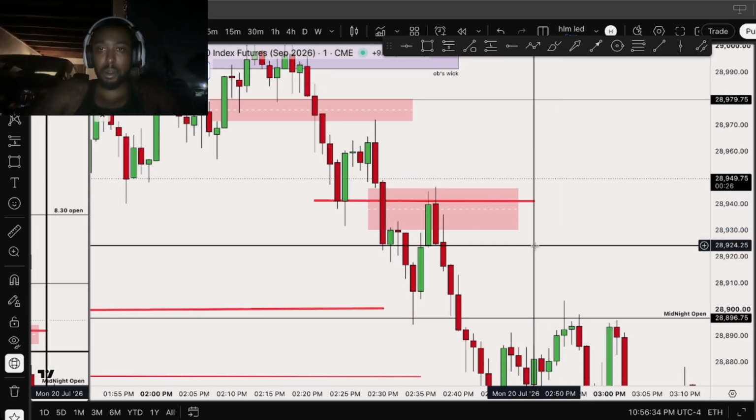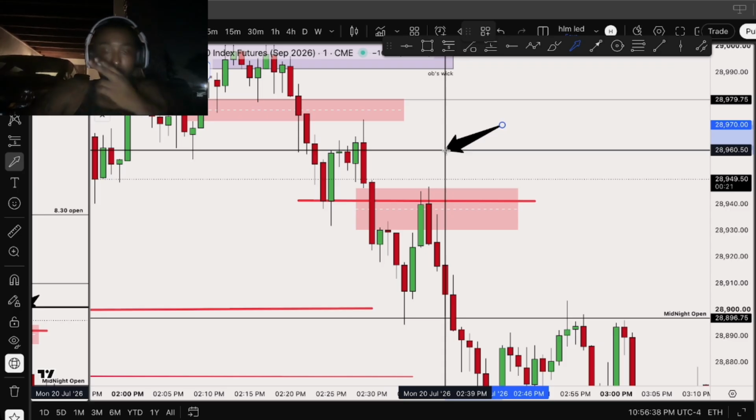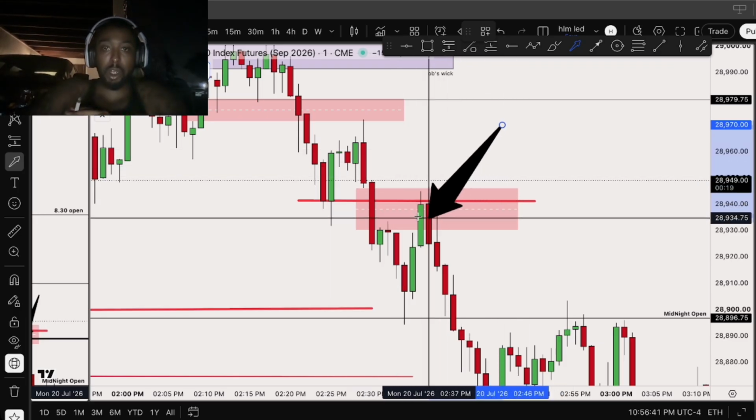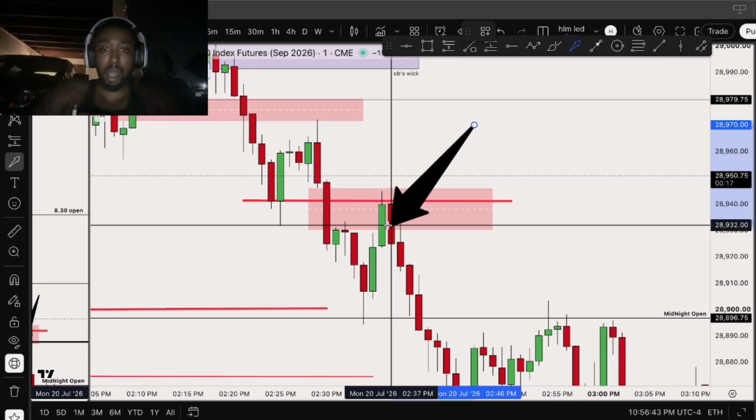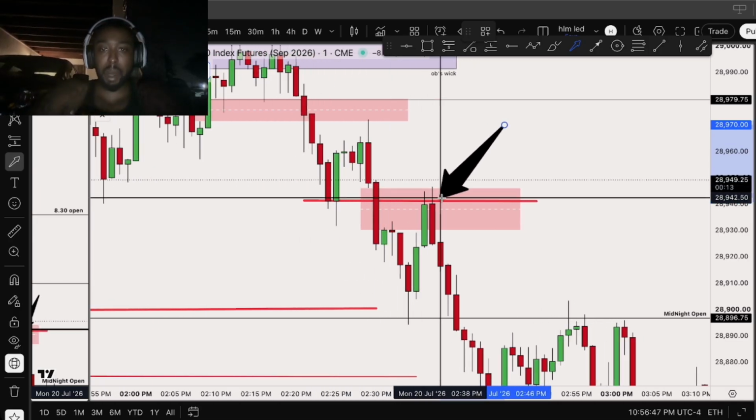Look at the bodies. The bodies are staying right in the lower half of the order block, and it's kind of majority in the lower half of the fair value gap. Yes, it kind of colored outside the line, did a little mohawk. But look at the bodies. It's all about the narrative.